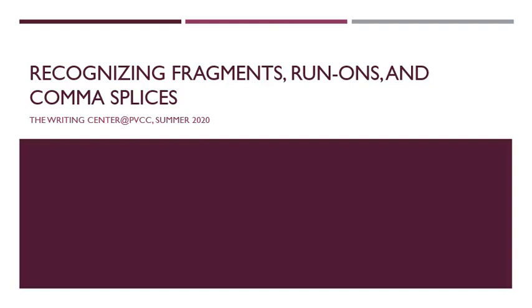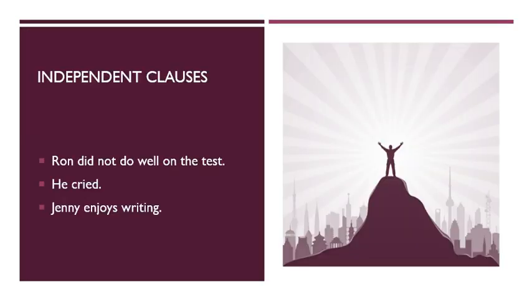Today, we're talking about how to recognize three of the most common major sentence errors: fragments, run-ons, and comma splices. These errors often occur when we join dependent and independent clauses incorrectly, or when we should join ideas but don't.